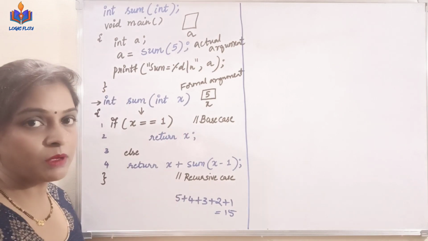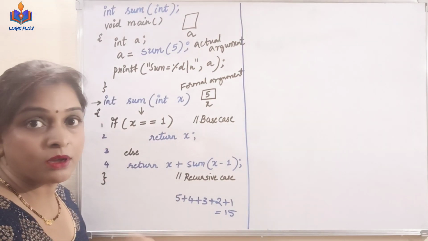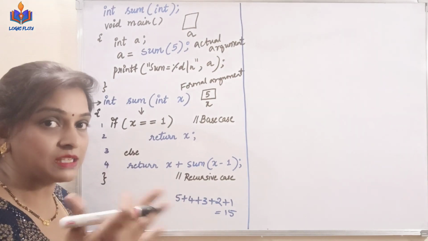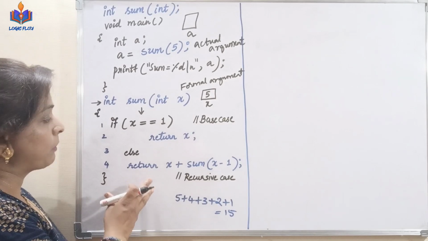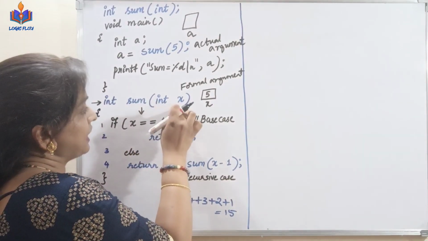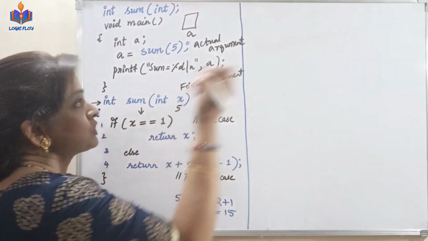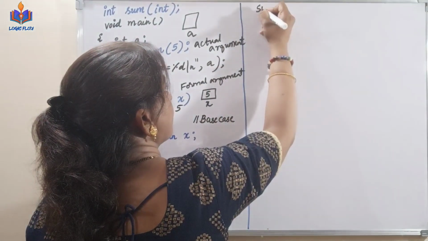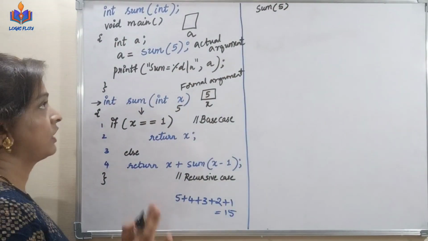We have another memory called heap memory that we are going to deal with when we discuss pointers. That we will deal with in a separate video. So here in the stack memory, I will get the memory to store these 4 statements. When I say sum of int x, it means x is receiving the value 5. Let me write it as sum of 5. The function called sum of 5 is invoked.